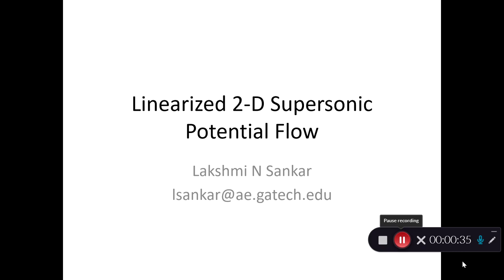Then we got very useful information such as the lift curve slope is 2 pi, the aerodynamic center is at the quarter chord, and so forth. Now we turn our attention to 2D supersonic potential flow, where none of those assumptions will work because now we are in a completely new speed regime, which is the supersonic flow speed regime. So let's take a look at what's going on.